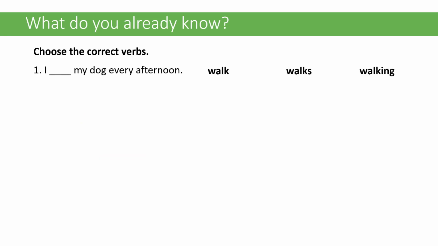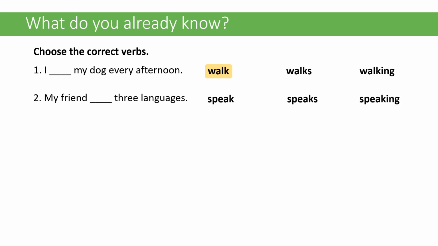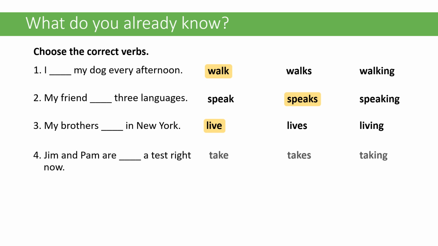So just as a review here before we get started, which one of these verbs is the correct one? I walk my dog every afternoon: walks, or walking? And the answer is going to be walk. My friend speaks, speaking 3 languages. It's going to be speaks. My brothers lives, living in New York. It's going to be live. Jim and Pam are takes, taking. It's going to be taking a test right now.